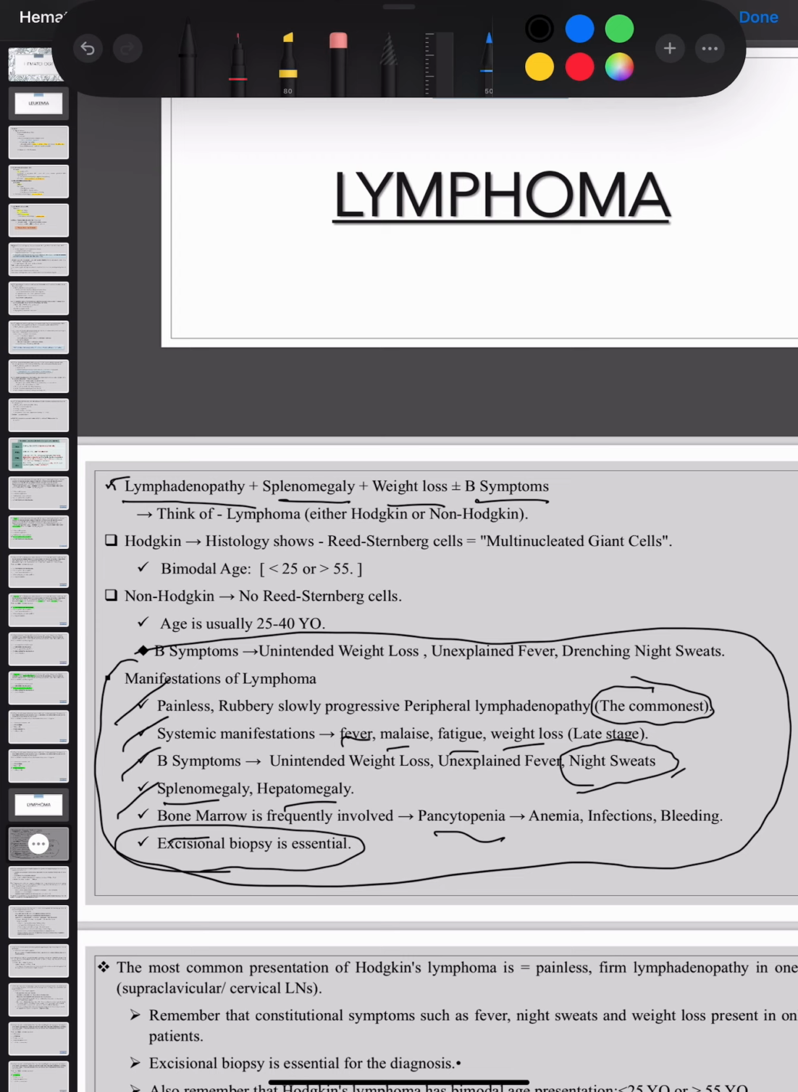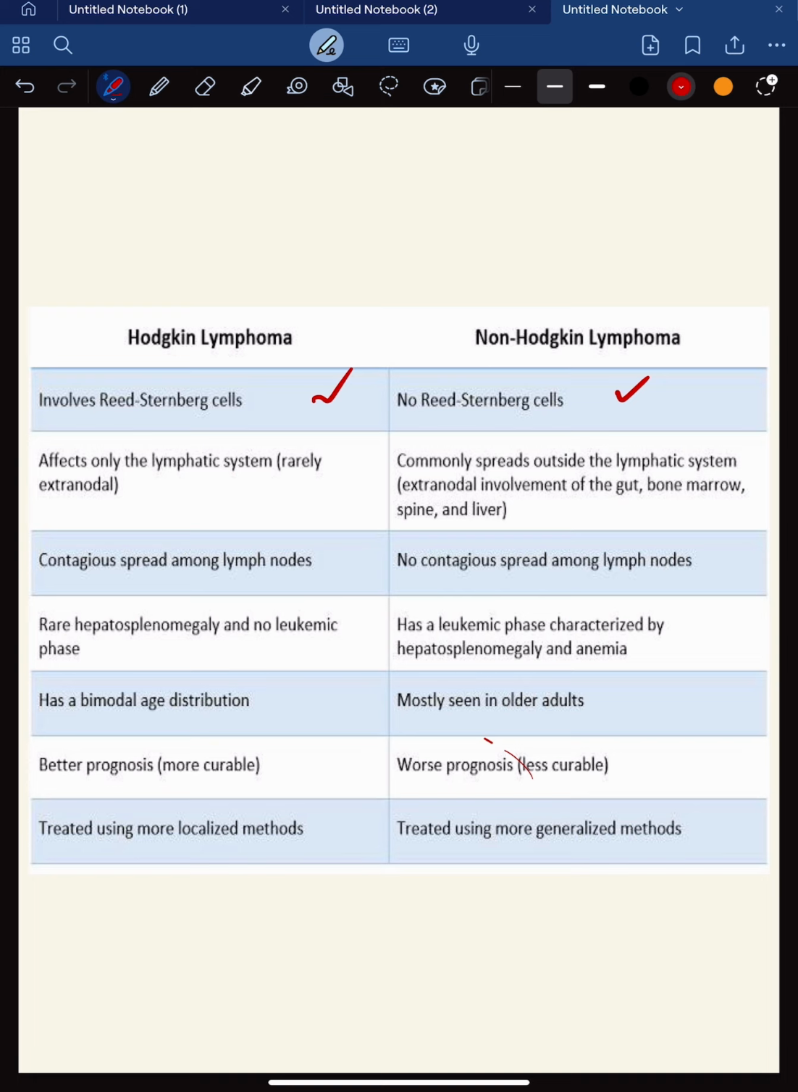Okay, so let us see some differentiation between Hodgkin lymphoma and non-Hodgkin lymphoma. Sometimes they ask a question where they put both of these options, Hodgkin and non-Hodgkin, so you have to understand which one to pick. First thing, we have told you that the Reed-Sternberg cell will be present in Hodgkin, absent in non-Hodgkin. And this is really important: Hodgkin lymphoma will affect only the lymphatic system. Okay, rarely extranodal. You just think that there will be no extranodal involvement.